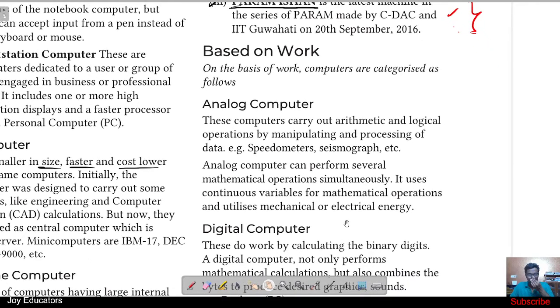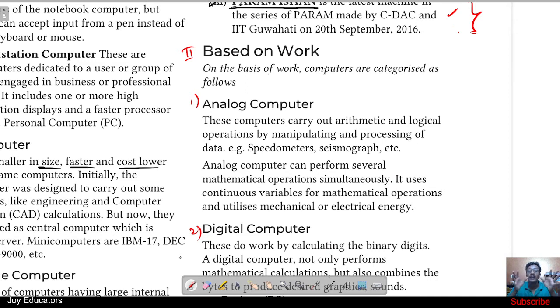So the first thing is about size. The second thing is about work. So what is the work that you're doing? On the basis of work, you could go with an analog computer or a digital computer. So what's an analog computer? This computer carries out arithmetic and logical operations by manipulating and processing the data. For example, speedometers, seismographs, odometers, or humidity meters.